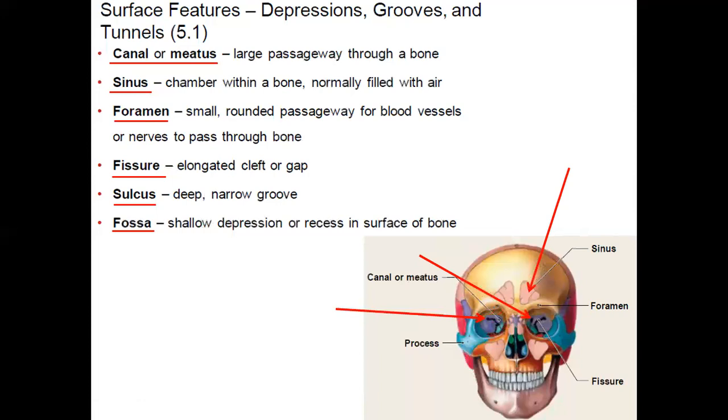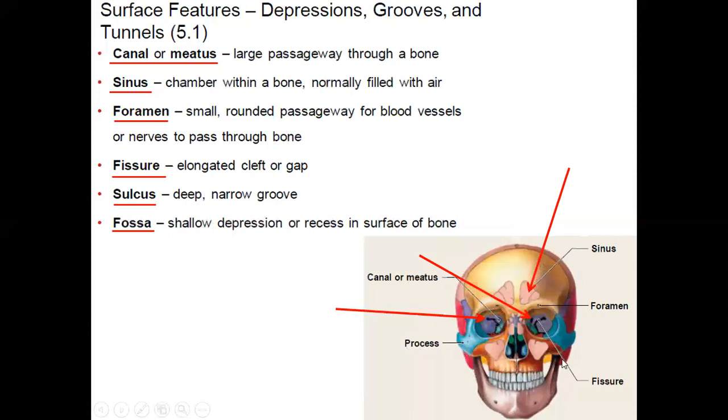A sulcus and a fossa. These are kind of grooves or depressions in bone. A sulcus is a narrow groove, but it's pretty deep. And a fossa is just a shallow depression. So we have what's called the mandible. So this lower jawbone is called the mandible.